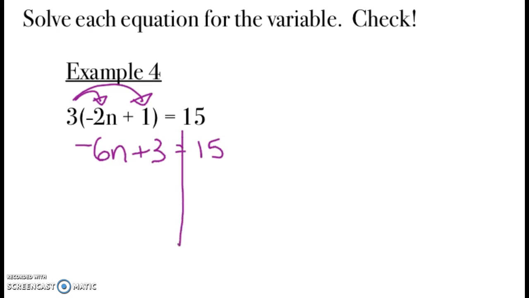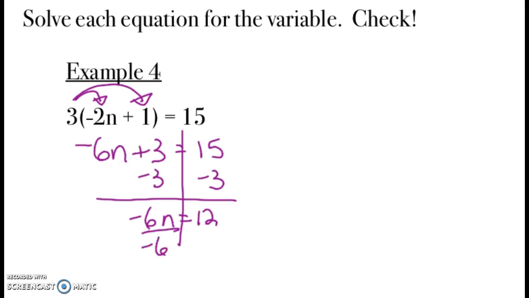Now it looks like a simple two-step equation. So I'm just going to do the same thing to both sides now that I've got it simplified. Negative 6n equals 12. Divide both sides by negative 6. And I have n equals negative 2.